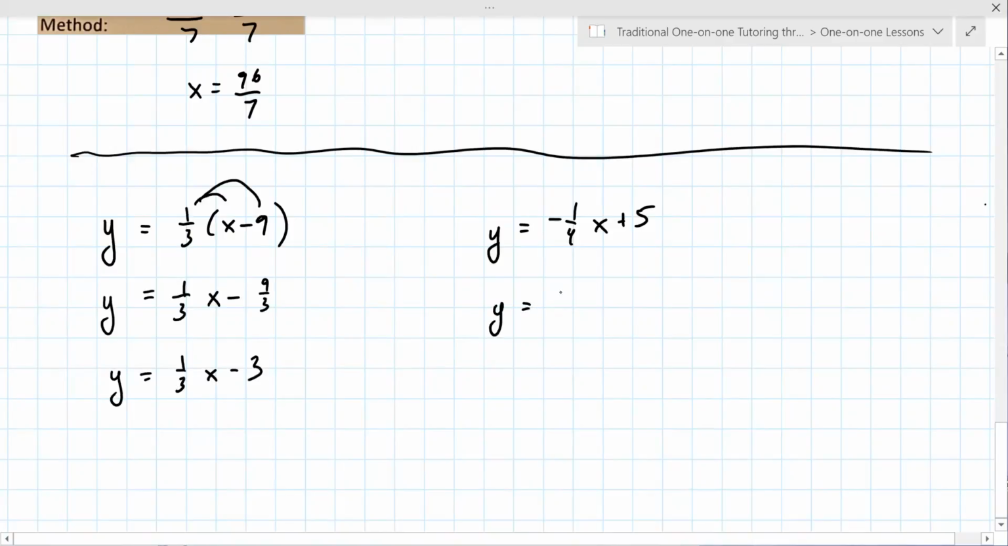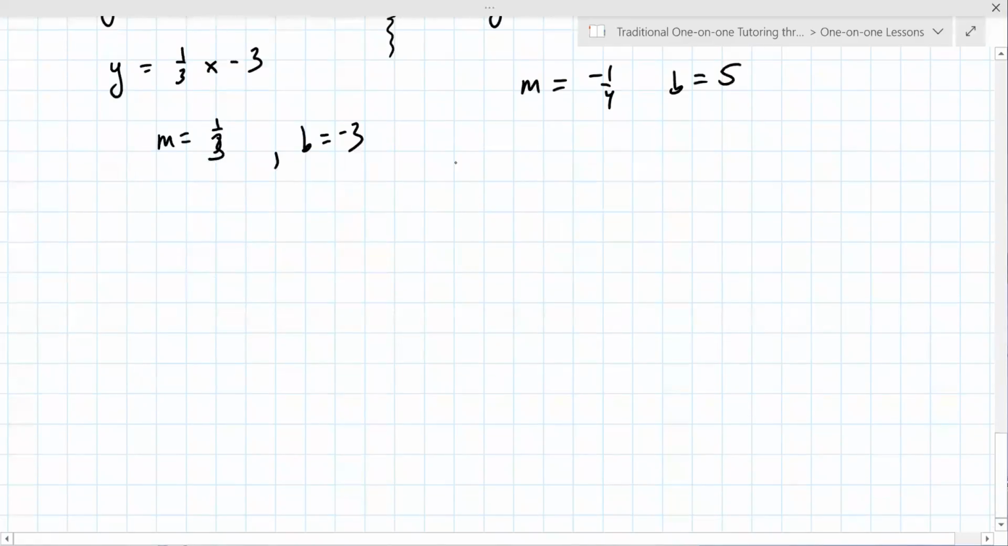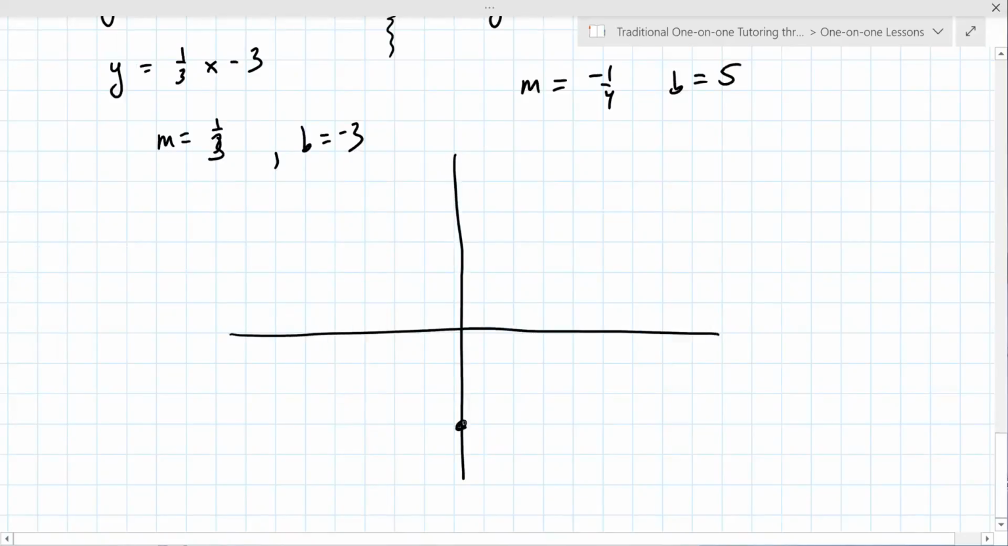All right, so now for both of these problems, we're going to graph lines. The slope is the number in front of x, which is 1/3. The b value is -3. On the right here, the slope is -1/4, and the b value is 5. Okay, so in terms of what you need to graph, here's the first one, up 1/3, so something like that. Let's go. B is 5. Wow, these are horrible.